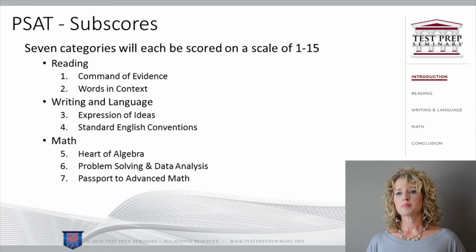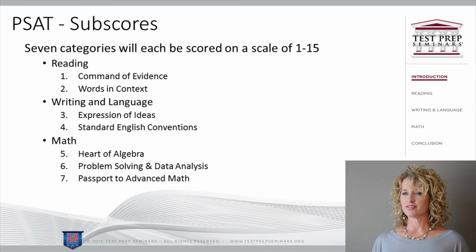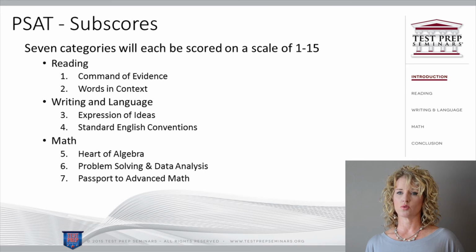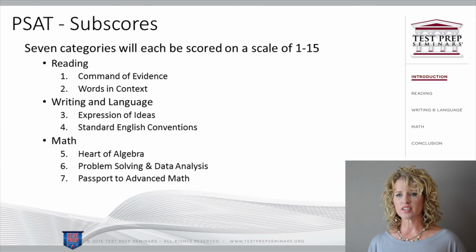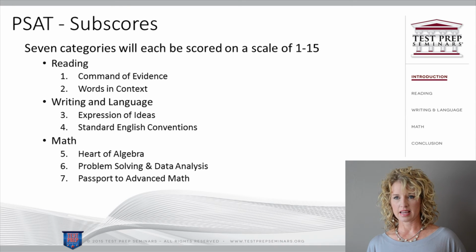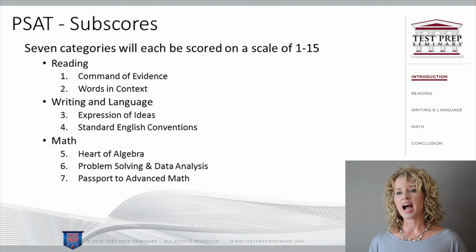Our next slide is PSAT sub-scores. Now, this slide is kind of busy, and this is also new to the PSAT. The reason that I say that it's kind of busy is there's a lot of writing here. To be succinct, you're going to have a scaled score of 1 to 15 on 7 categories within the PSAT sections: reading, writing and language, and math. You'll have a command of evidence score, a words in context score, expression of ideas, standard English conventions, heart of algebra, problem solving and data analysis, and passport to advanced math. These scores just give you an indication of how well you are doing within the reading section regarding these particular topics, as a college readiness indicator.